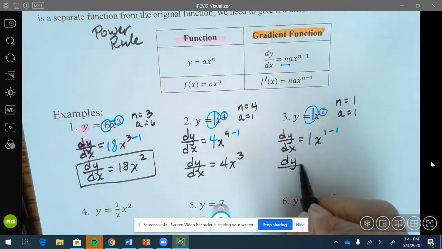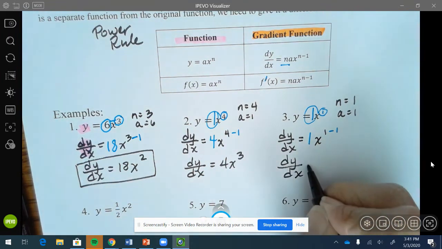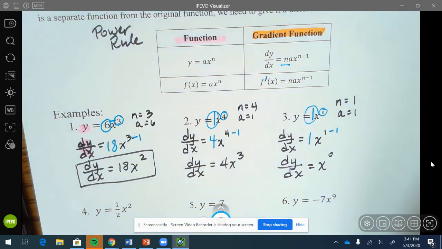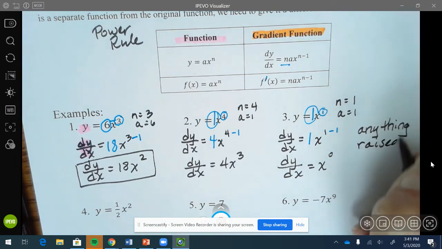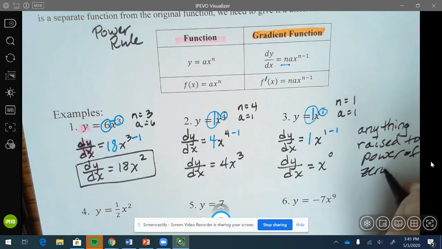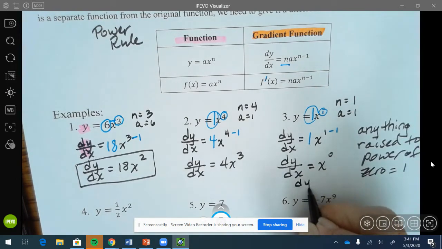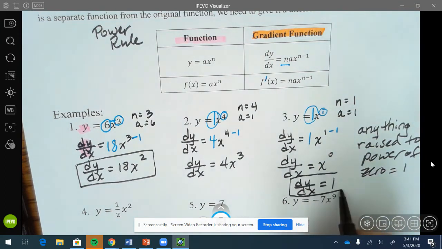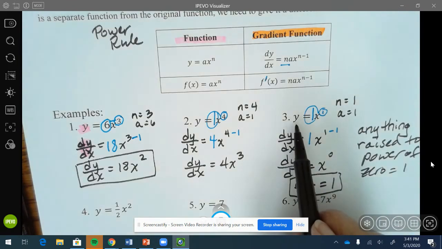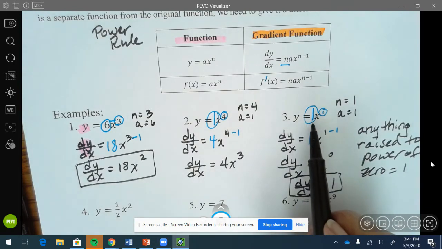So let's clean this up. x to the 0. Remember, anything raised to the power of 0 equals 1. So in this case, our derivative is 1. Notice, that's a constant number. There's no x value. And if you look at the original function, y equals x, and you were to graph it, this would be a line.